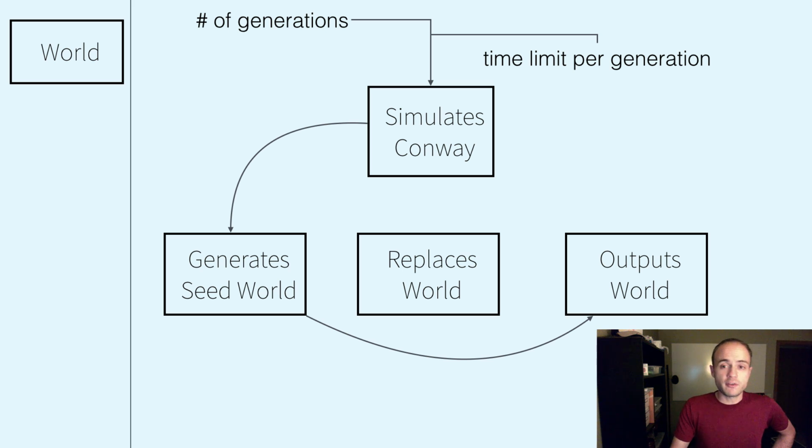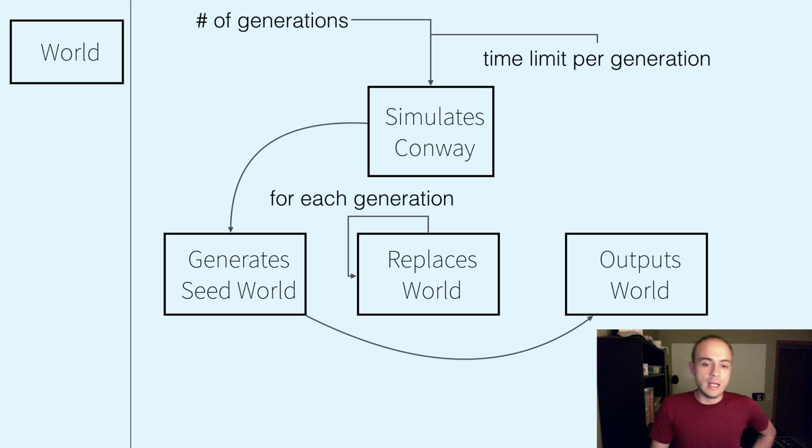But pretty quickly after that, for however many generations, we might want to loop over that number and replace the world. So for each generation, we'll call this thing maybe replaces world, giving it that seed world initially, but then feeding into itself every subsequent world for each generation. And then, of course, we want to output each of those generations as well, so it'll call output world.